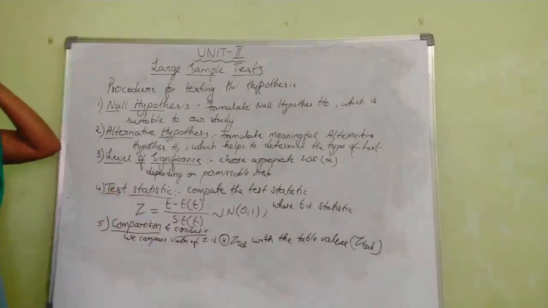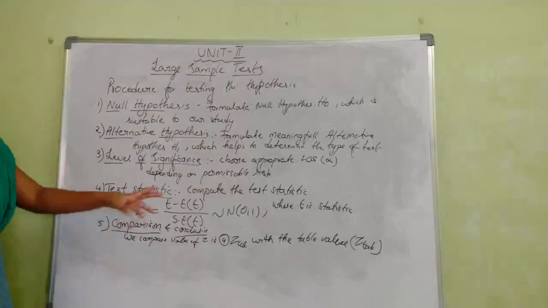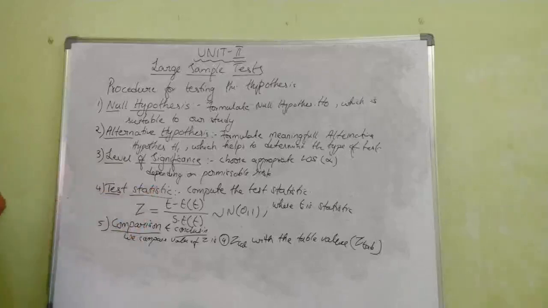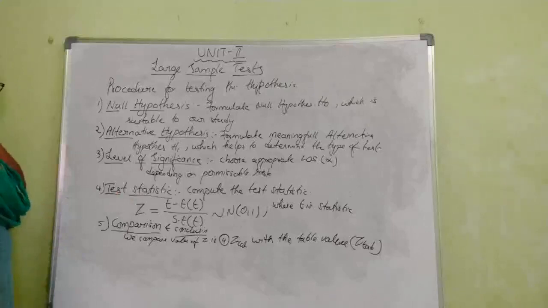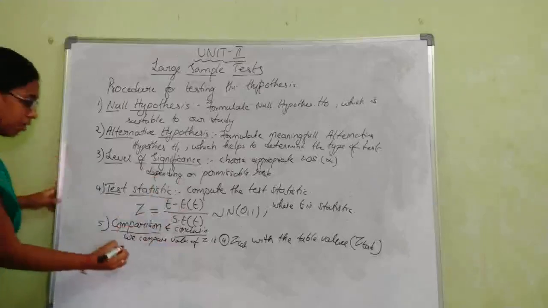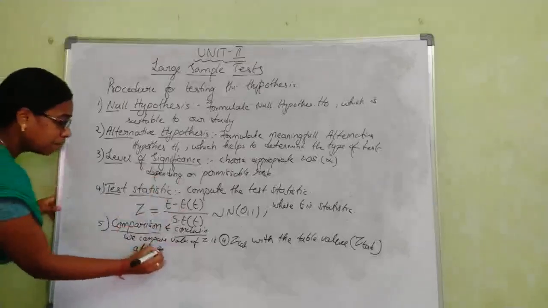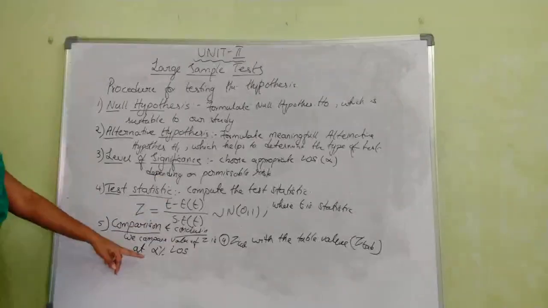We have the standard normal distribution tables, right? From that we get the table values based on the level of significance. This Z tab we can also denote as Z alpha. So we compare the Z calculated value with the Z tab value at alpha % level of significance. Based on that level of significance only, we are going to make the decision.